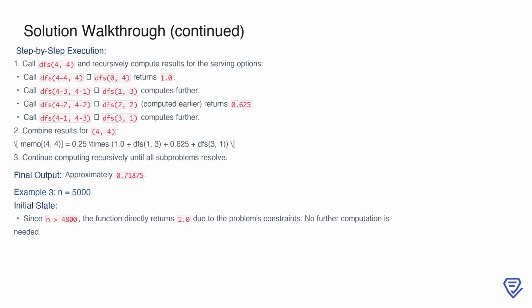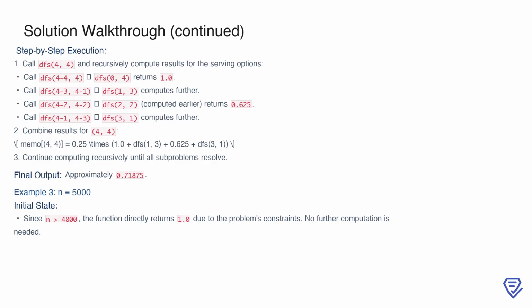For example, the call DFS(0, 4) results in a base case where soup A is empty but B is not, returning a probability of 1.0. The call DFS(1, 3) requires further computation, as does DFS(3, 1).